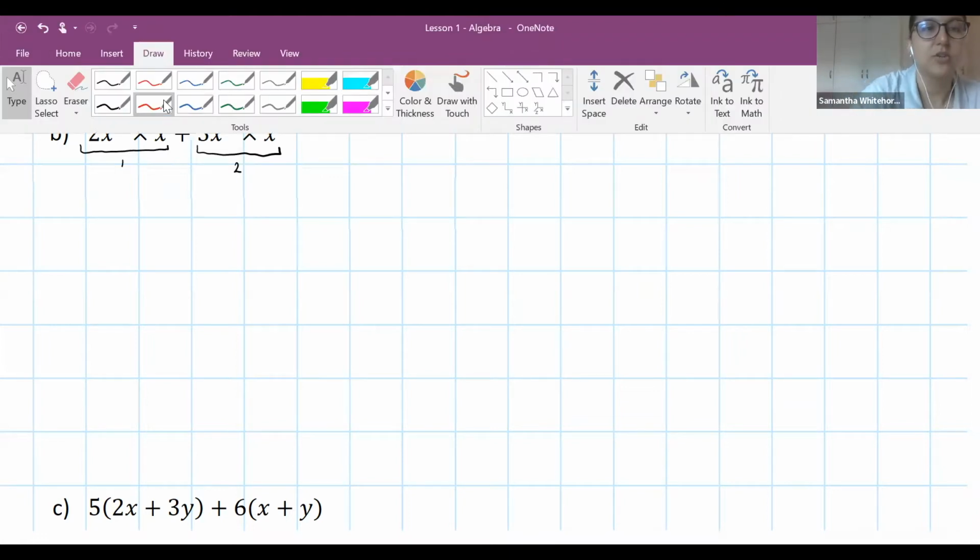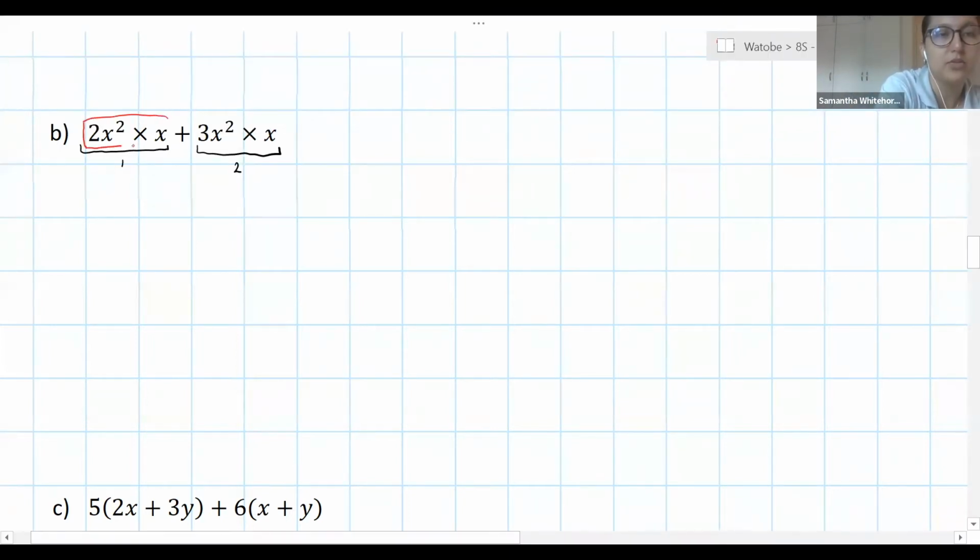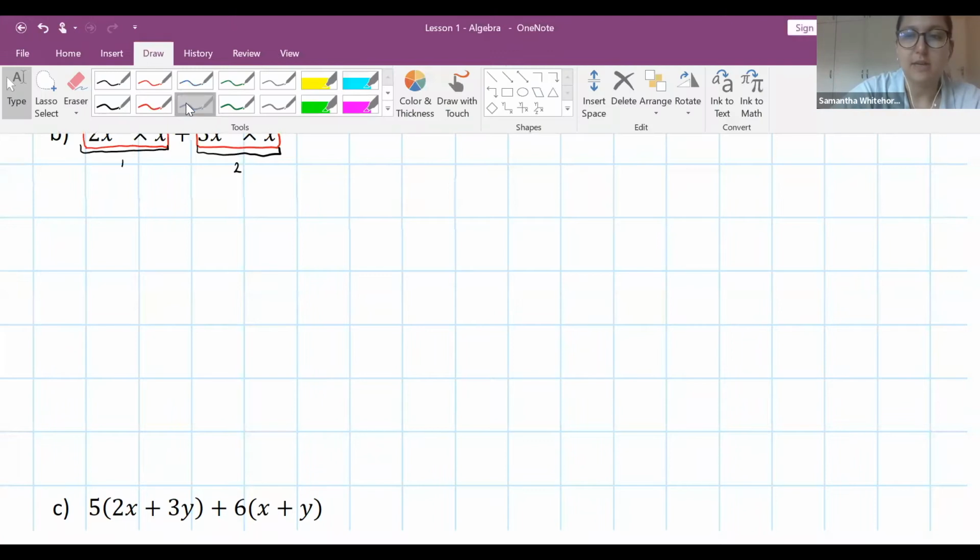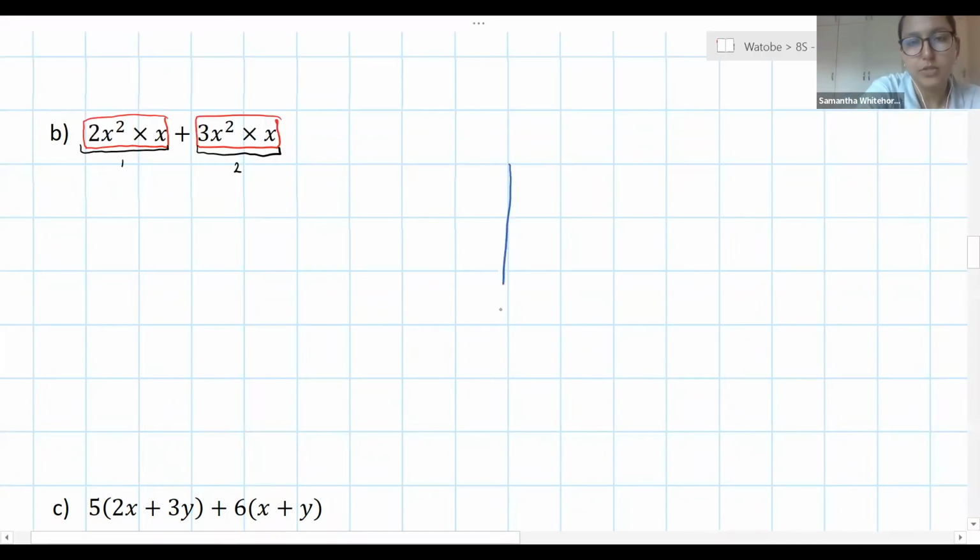So if I look at these terms, I still need to multiply the 2x squared by the x and the 3x squared by the x. That is what simplify each term means. If there's multiplication or division that needs to happen, do it. Now, I feel like most of you are probably comfortable with doing this in your head, but if you're not, that's absolutely fine. What we want to do is these multiplication steps. So term 1 was 2x squared times x, and term 2 was 3x squared times x.